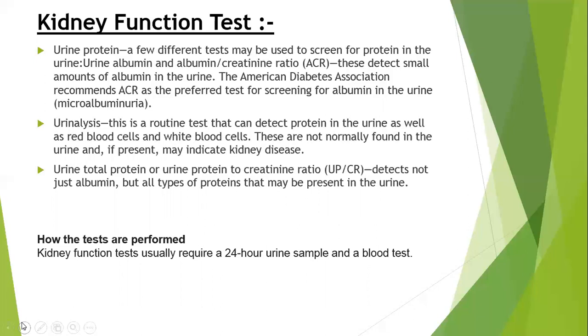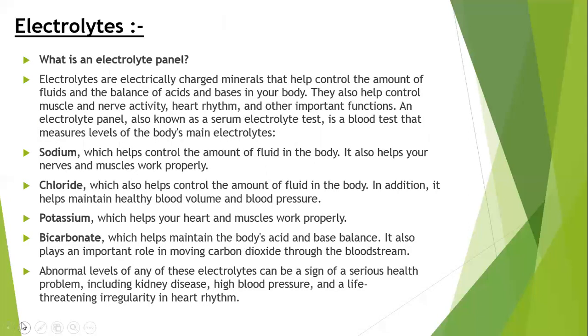Urine total protein or urine protein to creatinine ratio, UPCR, detects not just albumin but all types of proteins that may be present in the urine. How are the tests performed? Kidney function tests usually require a 24-hour urine sample and a blood test. Now we'll come to electrolytes. In the case of renal function tests, I have already discussed, but electrolytes are simultaneously important along with the renal function test. What are electrolyte panels?